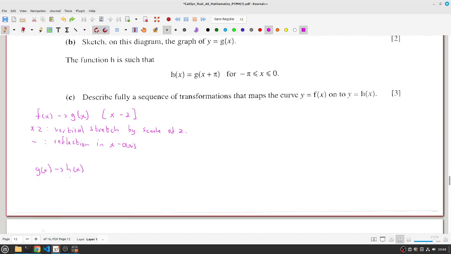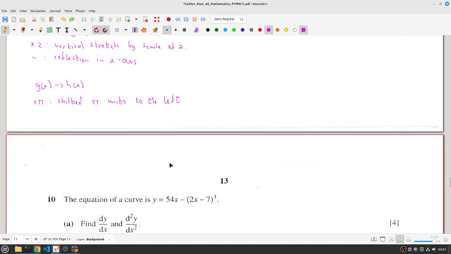Okay, then from g to h, we just plus pi. So that means we shift pi units to the left. The plus is to the left, minus would be to the right. I think you could probably combine this into a single transformation, but for 3 marks, maybe it's 1 mark for each of these, which sounds right to me. Okay. Again, that was it for question 9.